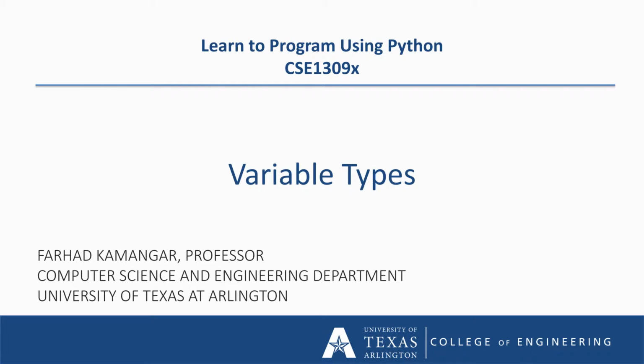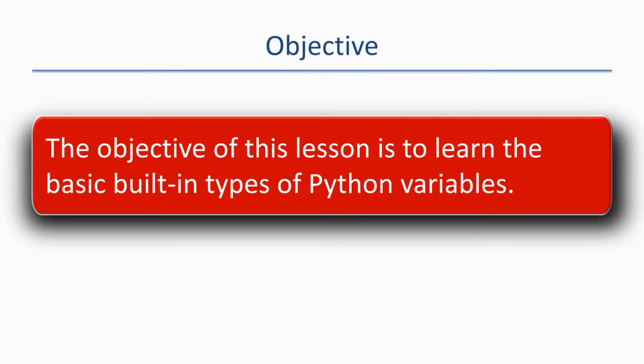In previous lessons, you learned that a variable has a name and a type associated with it. You learned that an identifier is the name which is given to a variable. In this lesson, I will talk about different types of variables. The objective of this lesson is to learn the basic built-in types of Python variables.